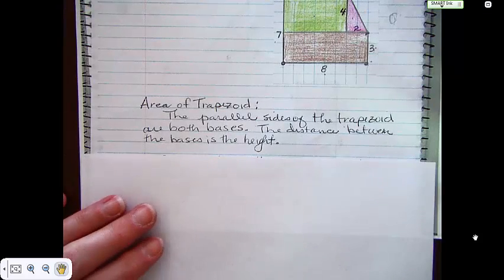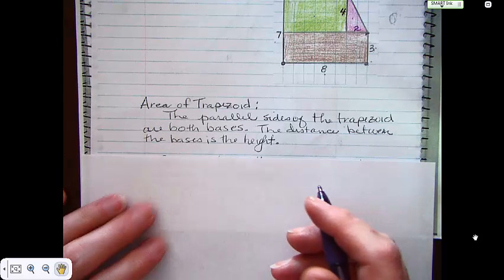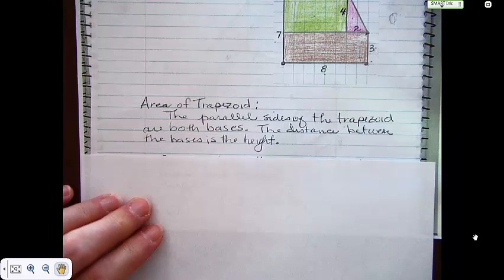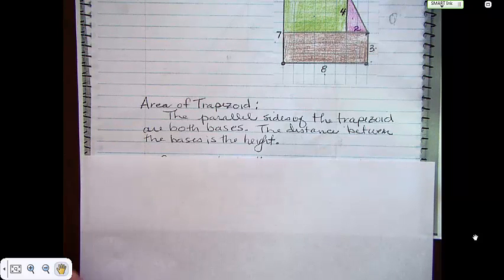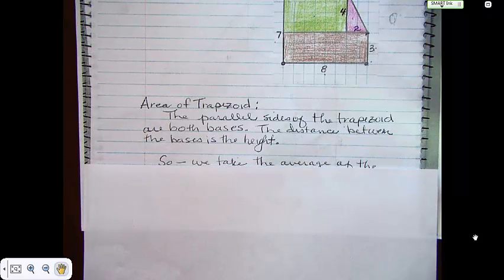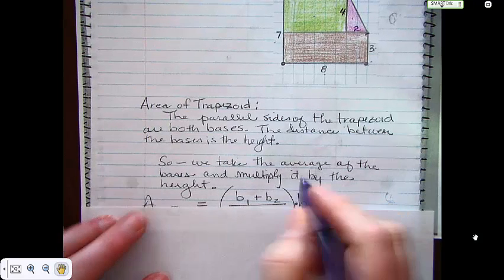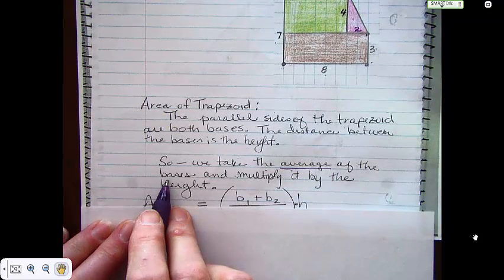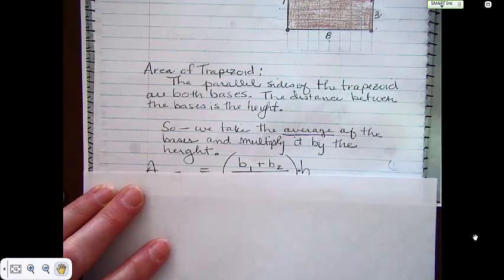Okay, the area of a trapezoid is a little tiny bit different. It has one element that makes it just a little bit harder. The parallel sides of a trapezoid are both considered bases, and I'll show you that here in just a minute. The distance between those bases is the height. So if we take the average of the bases and we multiply it by the height, we get the area.